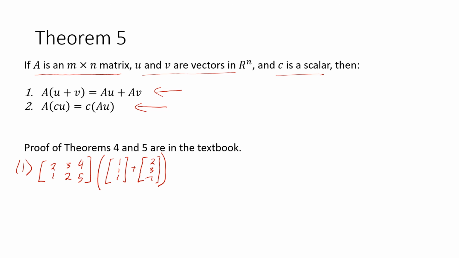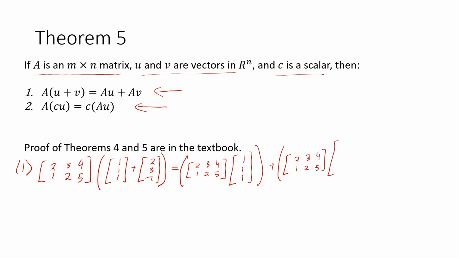Theorem 5 says you can actually break this up. This is equal to your matrix times your first vector plus your matrix times your second vector. You can solve these out and you're going to come up with the same answer either way. So give this a try just to prove it to yourself.